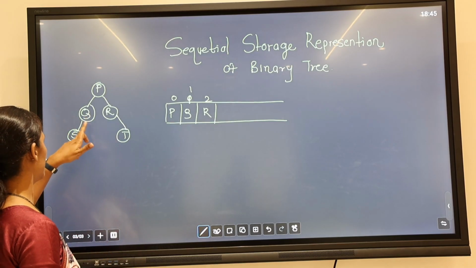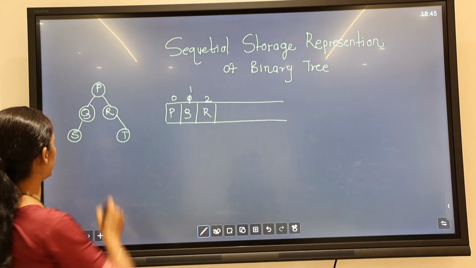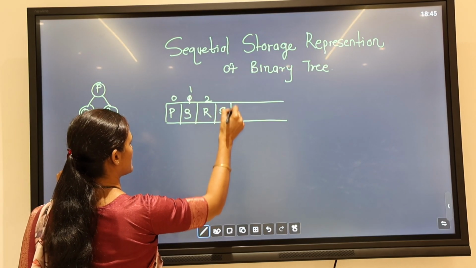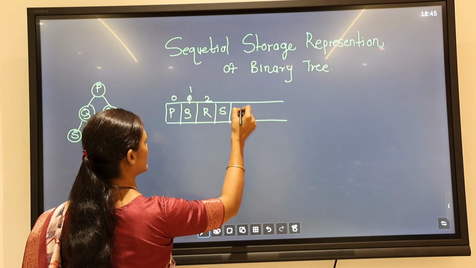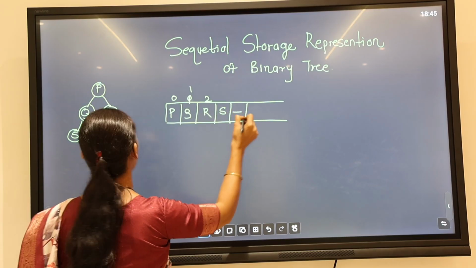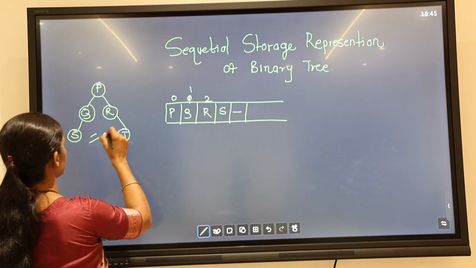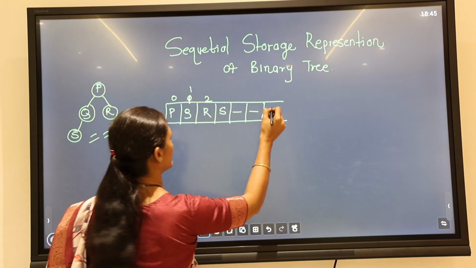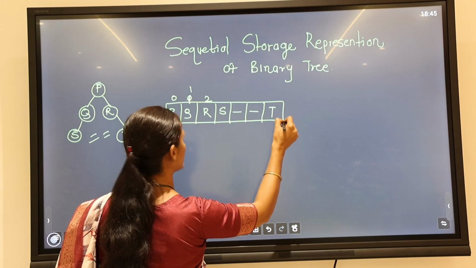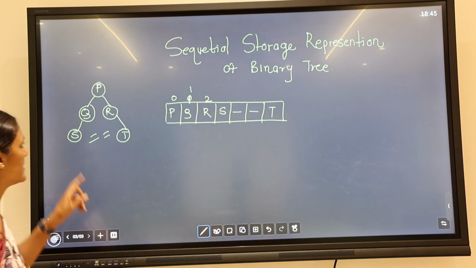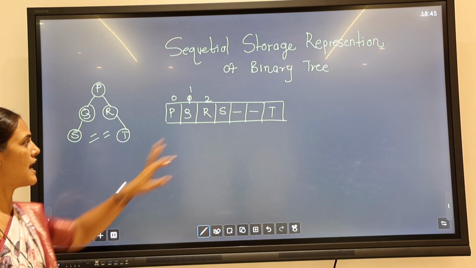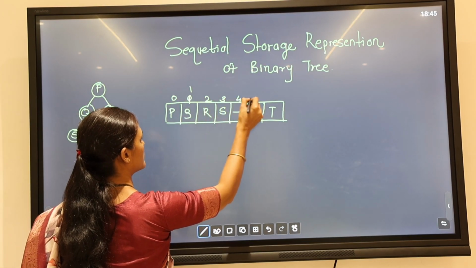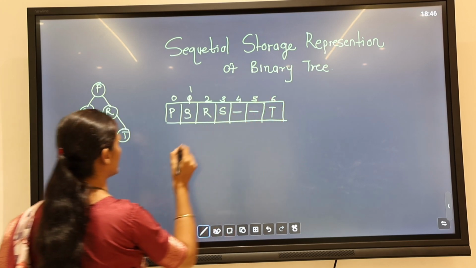Now the left child of Q is S and it has no right child. So the left child of Q sequentially is S, and the right child is blank. Again R has no left child, so blank, and the right child is T. In this way we can store this tree in an array. See here the indexes are 0, 1, 2, 3, 4, 5 and 6.